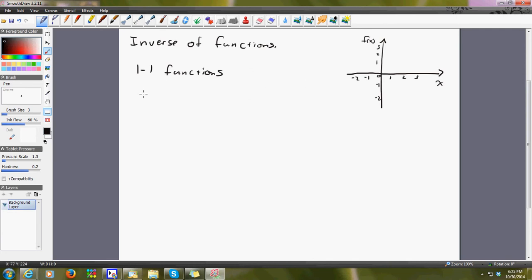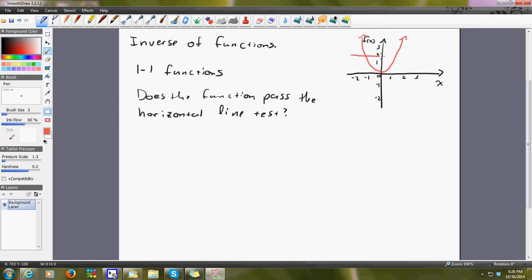The easiest way to see this is, does the function pass the horizontal line test? And you might be saying, wait a second, don't you mean the vertical line test? And the answer is no. For the horizontal line test, take a look at a parabola. The parabola looks something like this. If you draw a horizontal line, you can see that the horizontal line passes through the parabola in two spots, which means it is not one-to-one.